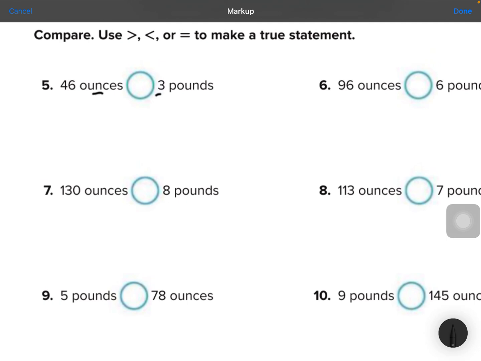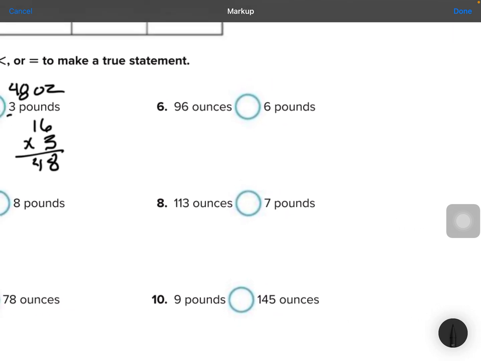And remember, each pound is 16 ounces. So we have 16 times 3, and that's going to equal, from our table on the other side, 48. By the way, you can use that table on page 820 for all of your problems for this. So we have 48 ounces. Now it's easier to see which one is greater than. 3 pounds is greater than 46 ounces.